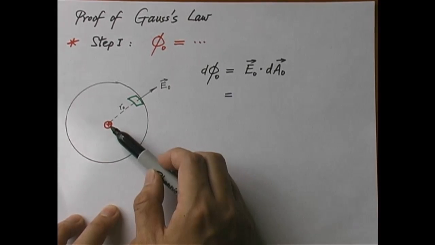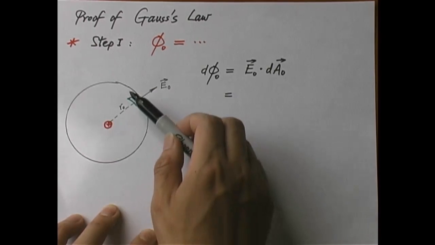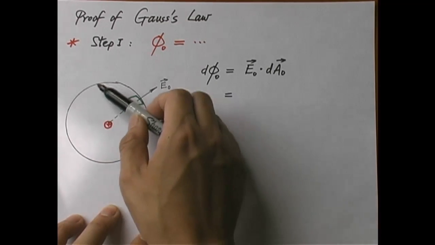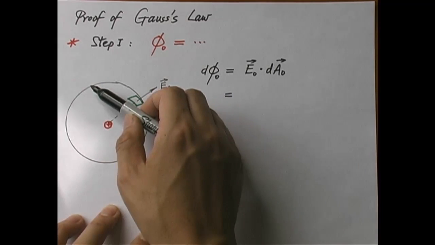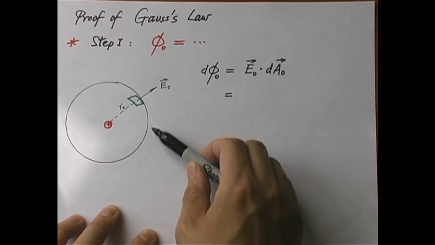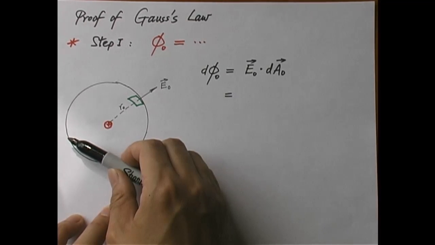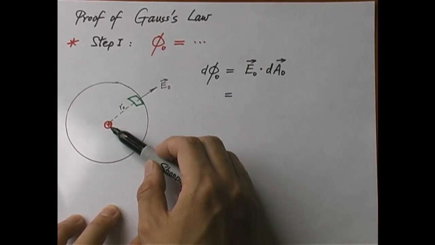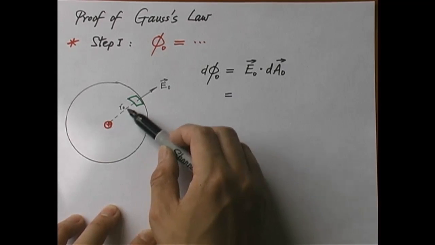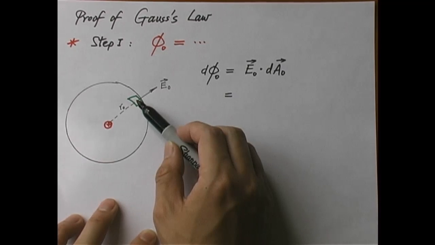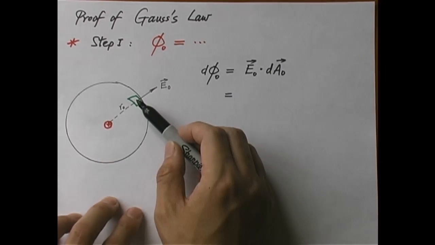point charge. I want to show you first that for this particular configuration, in which a single point charge surrounded by a spherical Gaussian surface centered right here, I want to show you that the flux through this Gaussian surface is independent of the radius. Okay, it depends only on the charge inside. It is not a function of the radius of this net. Okay, so how do I show that?